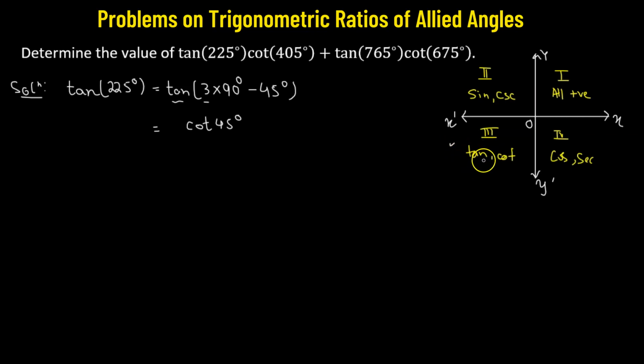Now in the 3rd quadrant, the tangent and the cotangent functions are positive. Everything else is negative. We're going to get positive cotangent of 45 degrees, and this corresponds to a value of 1. Fine. Coming to cotangent of 405 degrees.